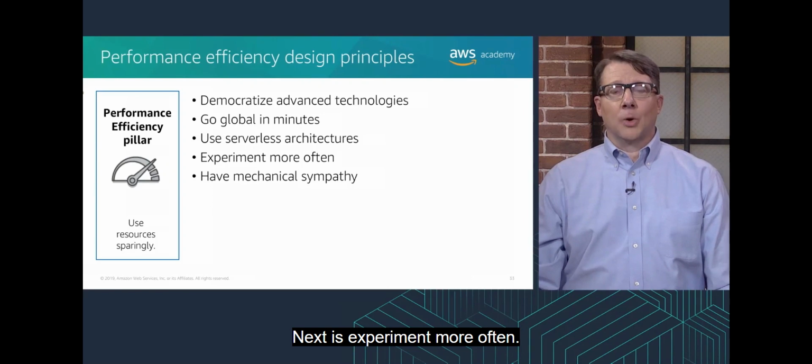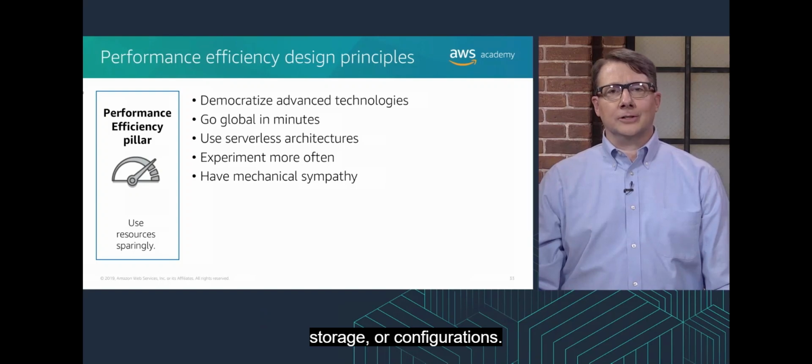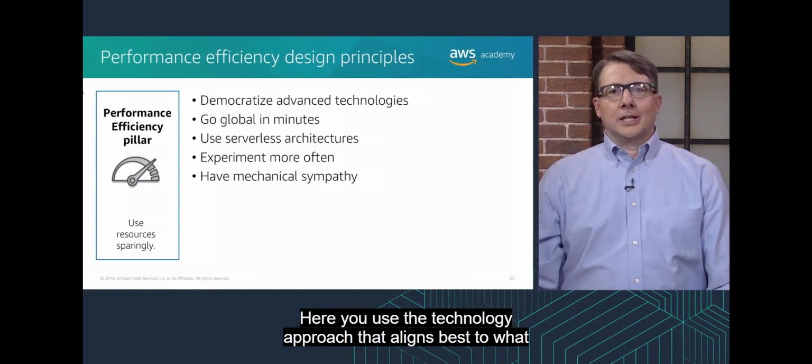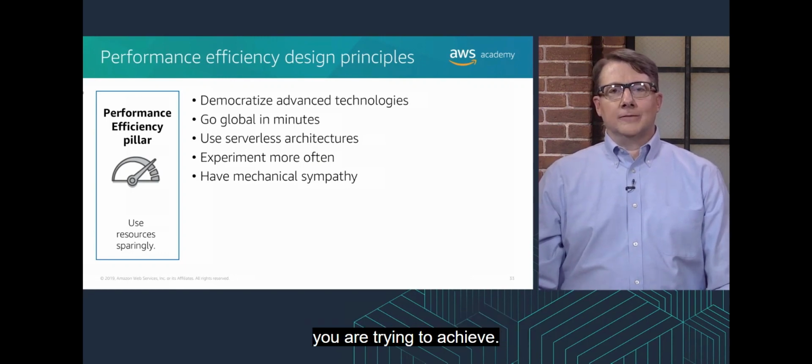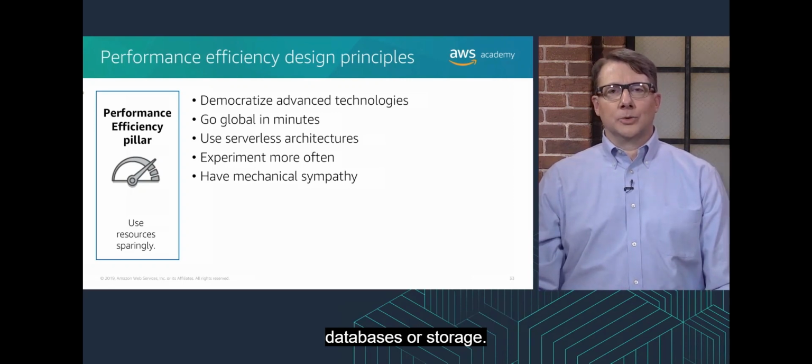Next is experiment more often. This is where you perform comparative testing of different types of instances, storage, or configurations. Finally, have mechanical sympathy. Here, you use the technology approach that aligns best to what you are trying to achieve. For example, consider your data access patterns when you select approaches for databases or storage.